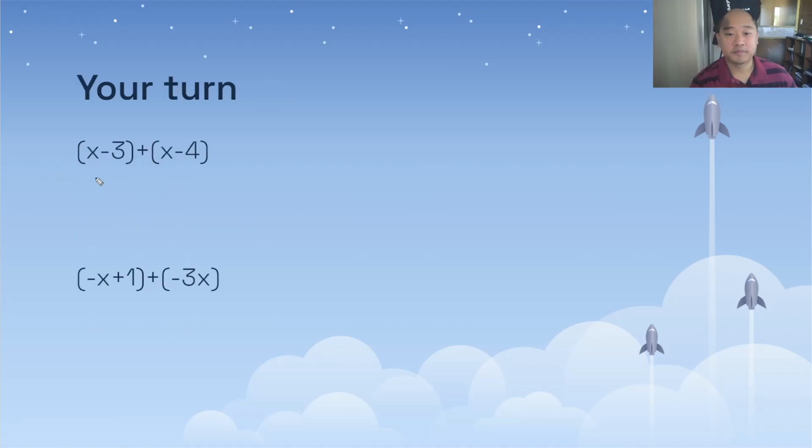Welcome back. So x plus x is 2x. We have 2 x's there. And negative 3 plus negative 4 is negative 7. You could also write 2x plus negative 7 if you want. Here we have 1 negative x, and then we're adding another 3 negative x's. So that's 4 negative x's, right? And then we have a plus 1.